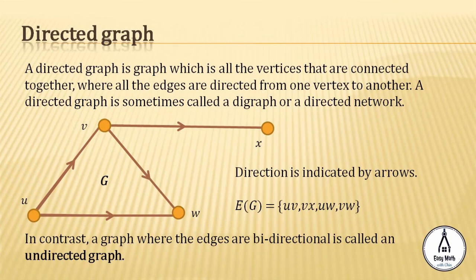Directed graph. In directed graphs, all the edges are directed from one vertex to another. These graphs are sometimes called digraphs or directed networks, and the directions are indicated by arrows. So here this edge is directed from the vertex u towards v. Therefore we can write that edge as uv. Likewise, the other edges are vx, vw and uw. If all the edges of a graph are bidirectional, then we call such a graph an undirected graph.